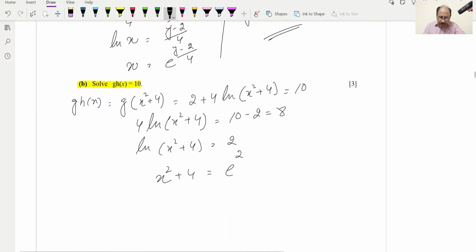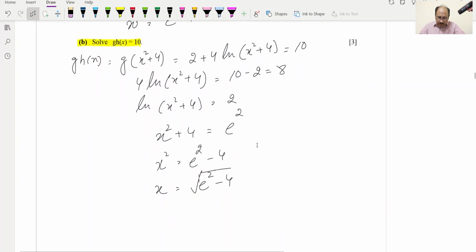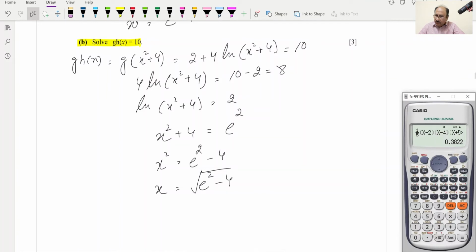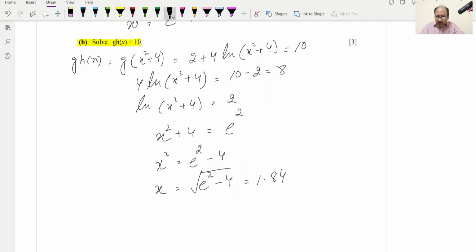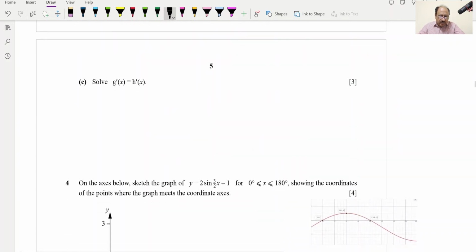4 also we can shift to the other side, so x squared is equal to e raised to 2 minus 4, and so x will be equal to the square root of e squared minus 4. We'll take the positive value only, by the way. So this will be the square root of e squared minus 4, and this is equal to 1.84. This is done. This was also a 3 marks question which we have done.